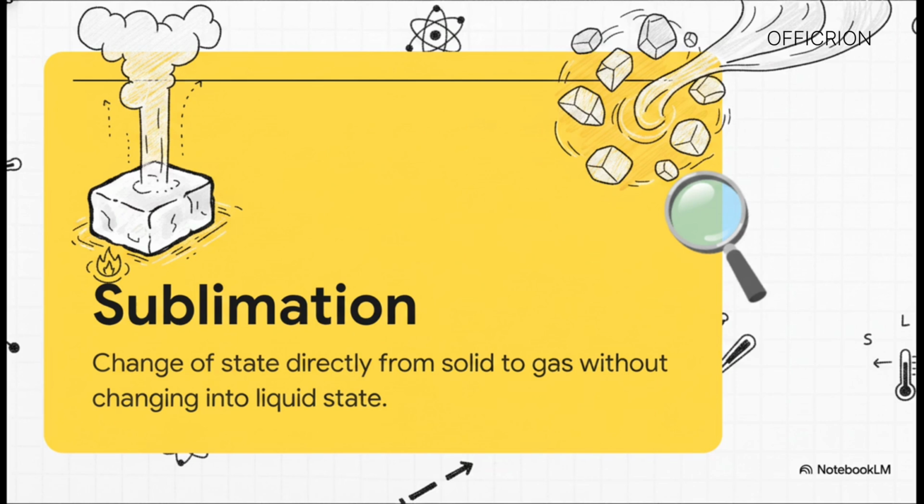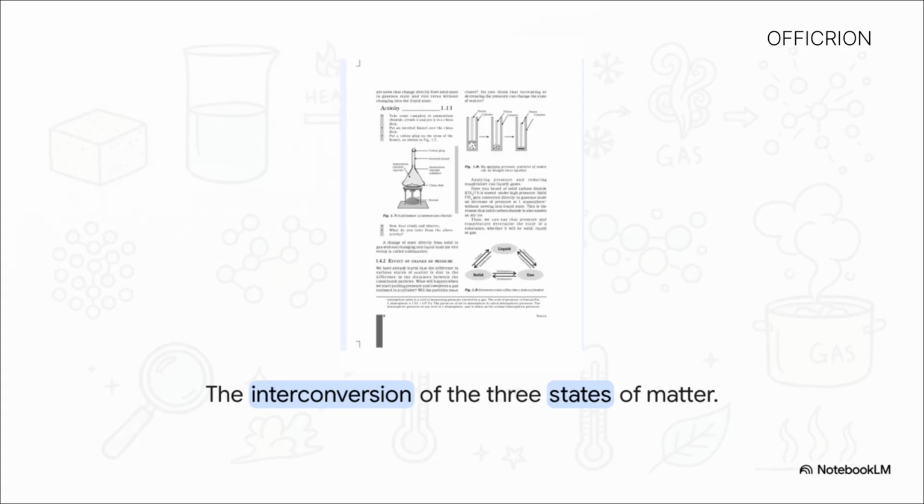When they get hit with a specific change in temperature or pressure, they just bypass liquid completely and change straight from a solid into a gas. No liquid required. So all of these processes link up to build this really neat interconnected cycle.